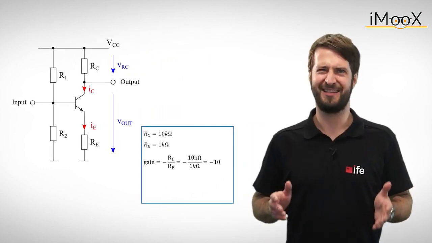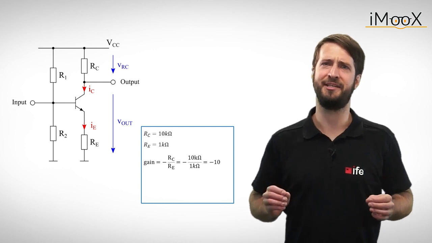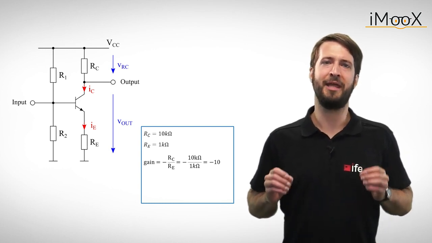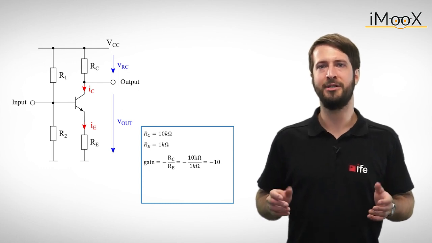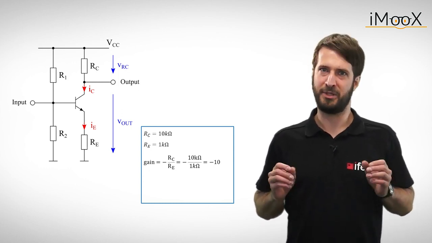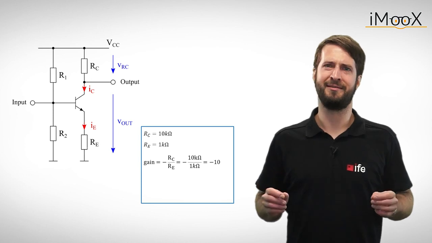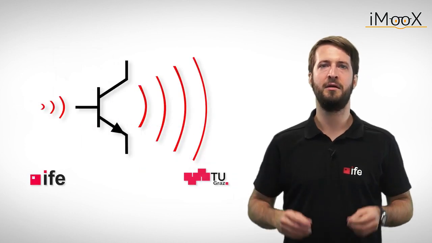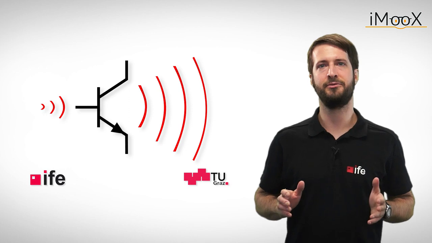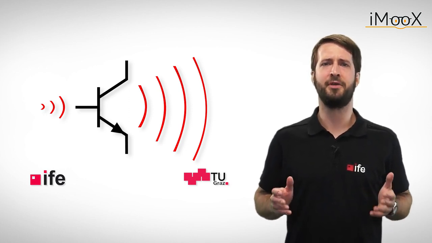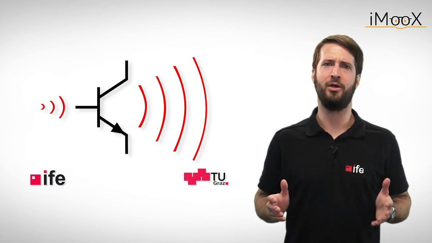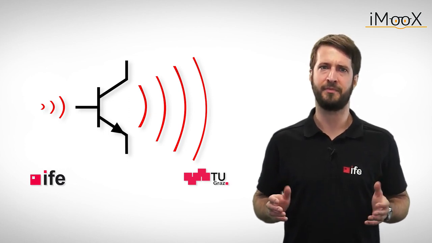But wait, that does seem a little bit too easy. What if we would make RE 0 ohms? According to our calculation, the gain of the circuit would become minus infinity. That can't be right. If we set up a test circuit to do some measurements, we will quickly see that the gain usually does not reach values anywhere close to minus 1000.